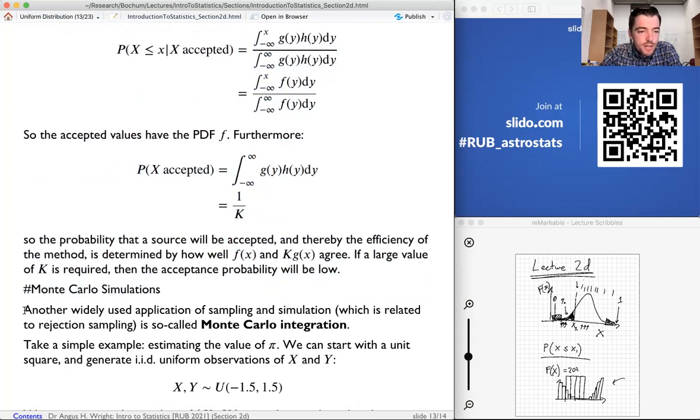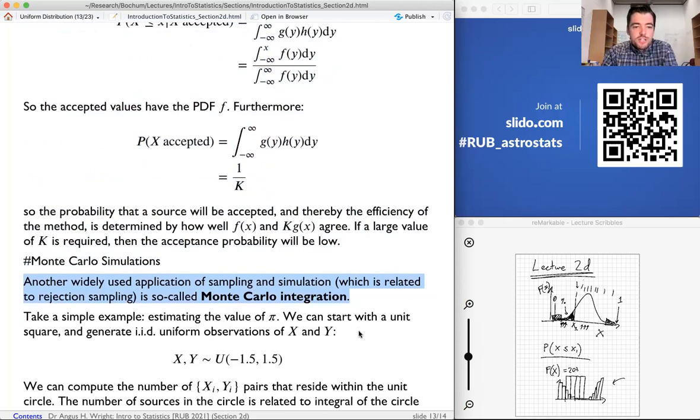The last thing that we're going to speak about is a very widely used application of random number generation, which is called Monte Carlo integration. Monte Carlo integration is essentially a form of random number sampling in order to estimate the value of an integral. And it's related quite heavily to rejection sampling in a way that we'll see in a second.